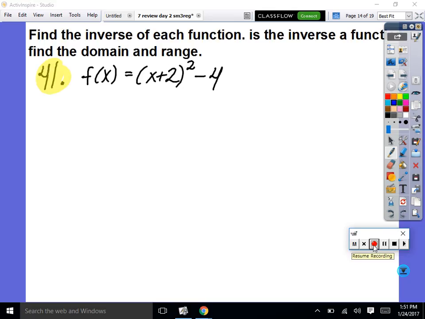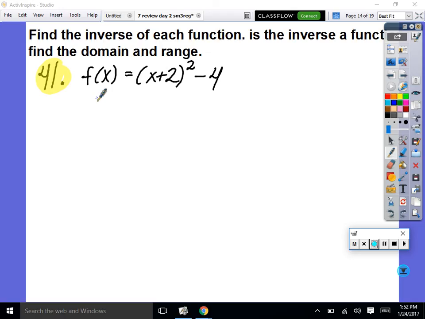Okay, it says number 41. So this is where we get into what we've learned thus far. But I'm telling you, there's going to be every type of problem on the test. Here we go. 41. It says find the inverse. Is the inverse a function? Find the domain and range. So it's an equation. How do we find the inverse of an equation?